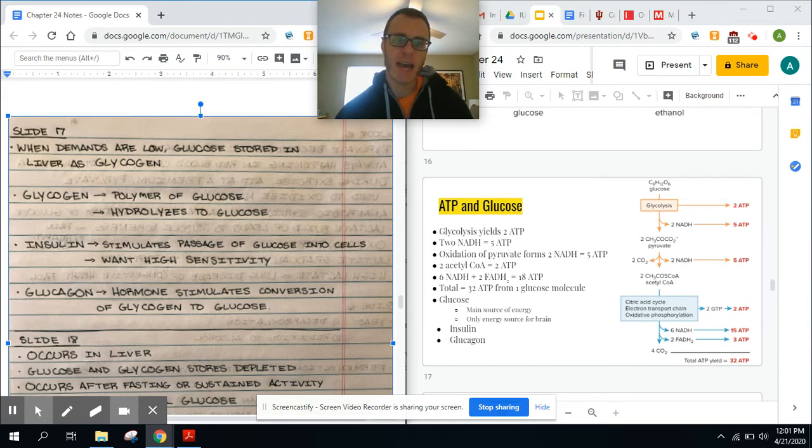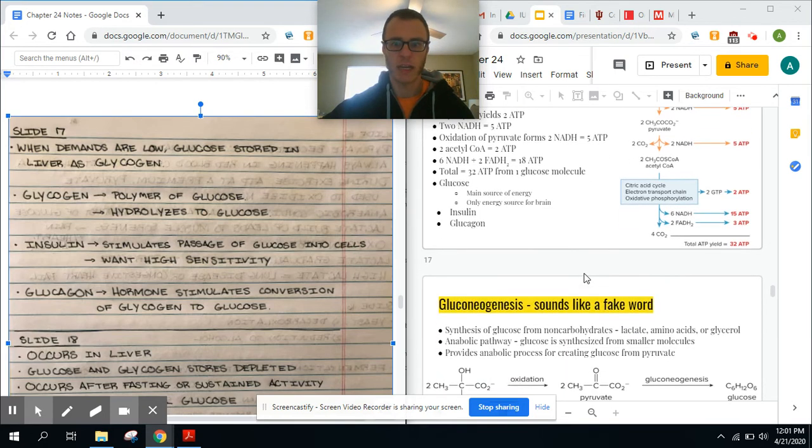Insulin stimulates the passage of glucose into the cell. That's what it does. What you'd like is high sensitivity, so you only need a little bit of insulin, and your cells will start sucking up glucose. And then glucagon is a hormone that stimulates the conversion of glycogen to glucose. This is going to get pumped out as you're in a fasted state and you start to do cardio. You're going to need that energy. You can start to pull glucose from your glycogen stores. So here, one glucose compound gives us 32 ATP.